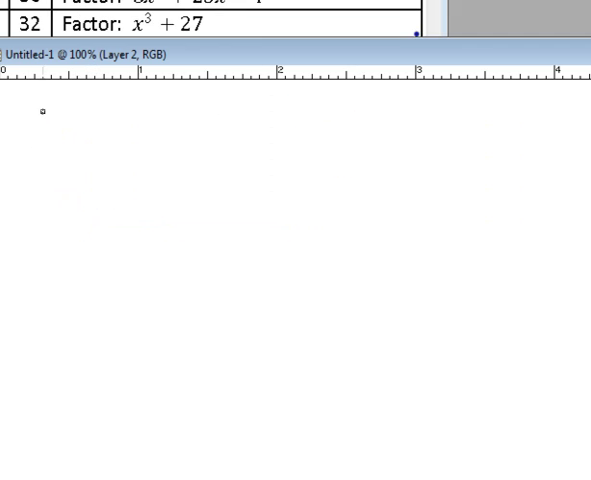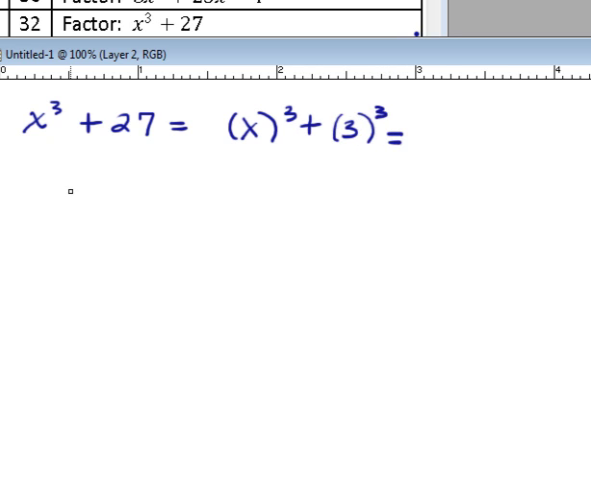In number 32, we have a sum of 2 cubes, all right, and so x cubed plus 27 is a sum of 2 cubes. That's x cubed and 3 cubed. So we first put down our 2 sets of parentheses, the small and the big. And in the small set we put x plus 3.